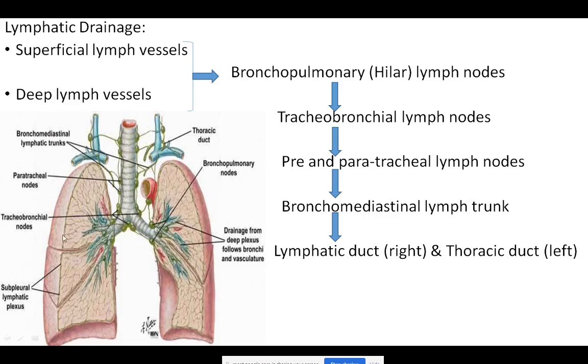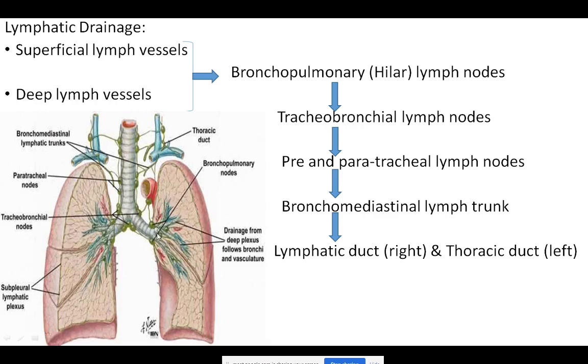Superficial means on the surface and the fissures of the lung, which are drained by the superficial lymph vessels. Deep lymph vessels drain the bronchial tree: the primary, secondary, and tertiary bronchus. All this lymph from the superficial and deep lymph vessels drains into the bronchopulmonary or hilar lymph nodes.